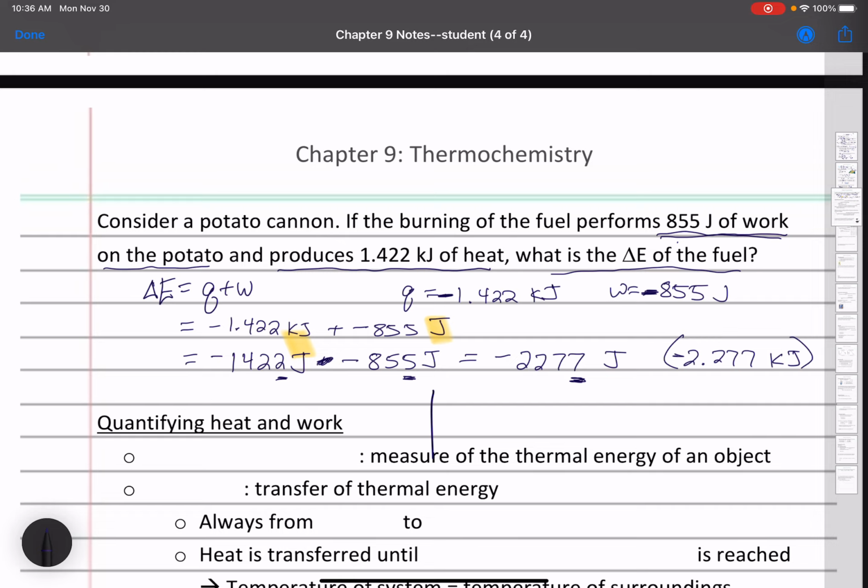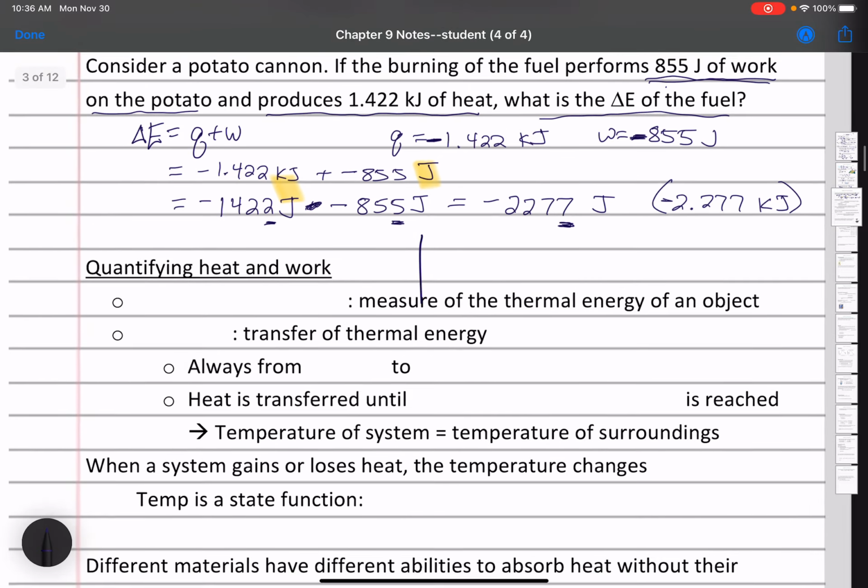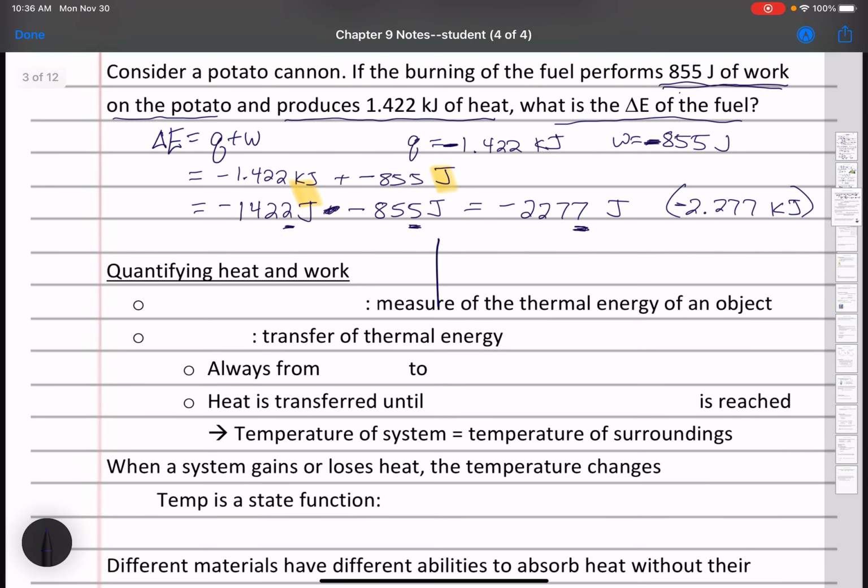Okay. So that is a simple problem where we are given heat and work. The thing not to forget about is the signs of heat and work. You have to determine the sign based on the explanation of whether the system is producing or absorbing that heat and work. We also can quantify heat. We can figure out heat of something by measuring the temperature, and there are some equations that help us to actually figure out what heat is.